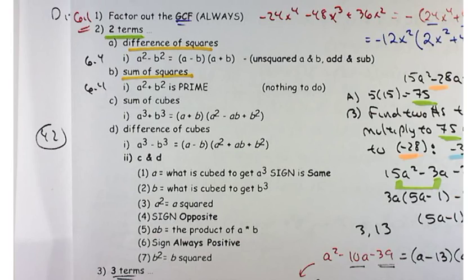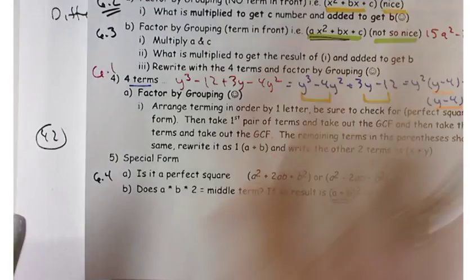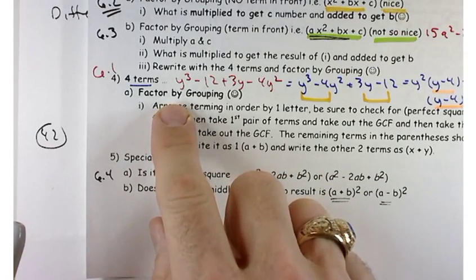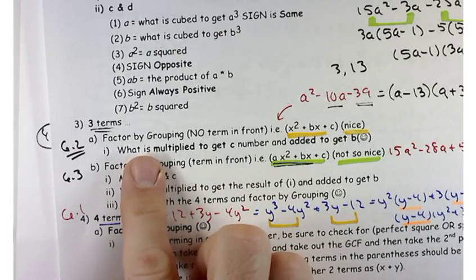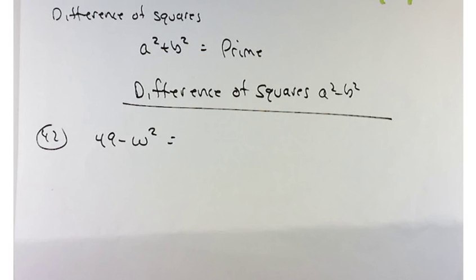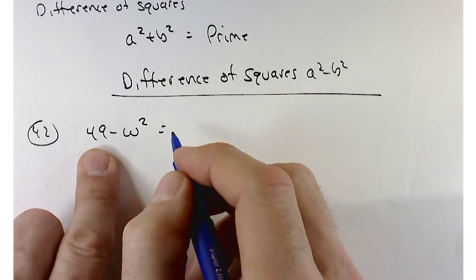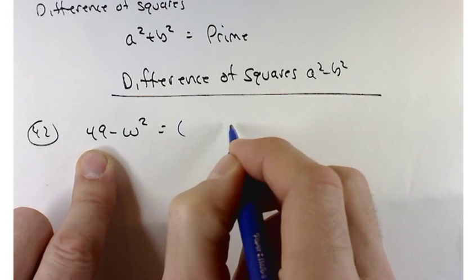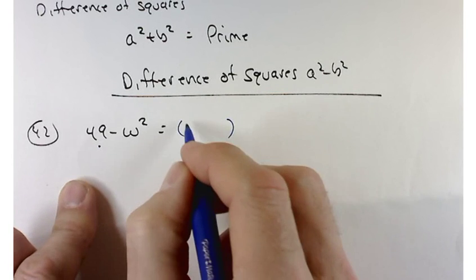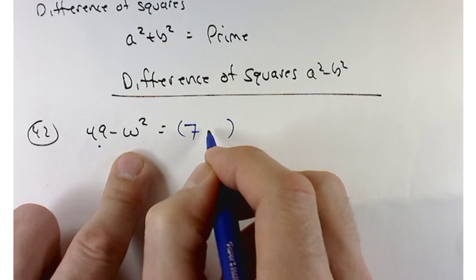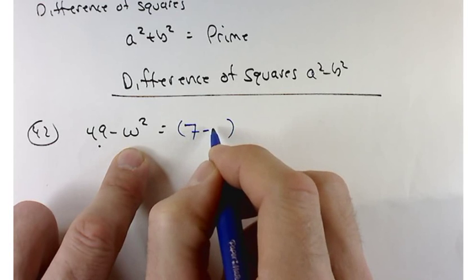So you start thinking about the difference of squares. What do I square to get this? What do I square to get this? W. So 7 minus w. What's the second one going to be? Thank you. 7 plus w. And that's it.